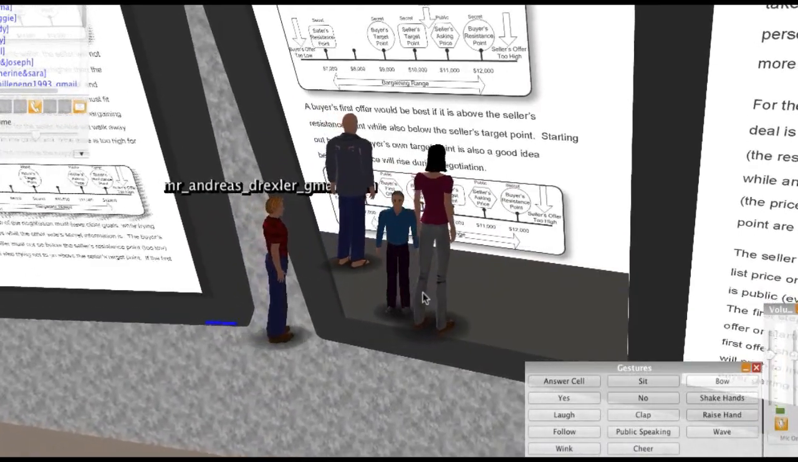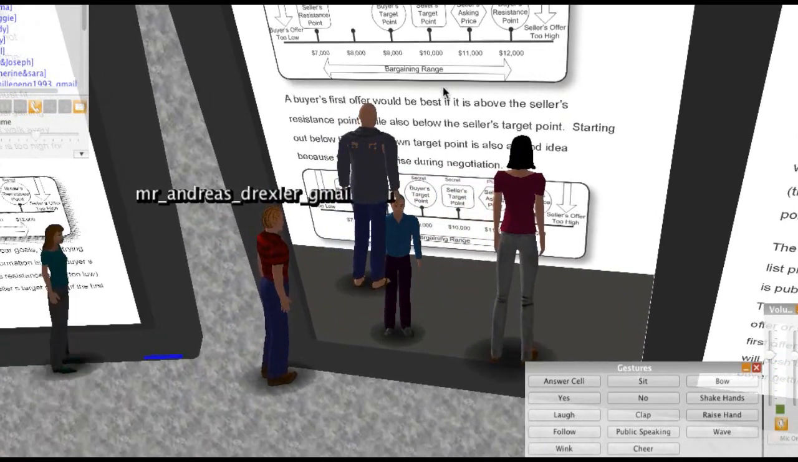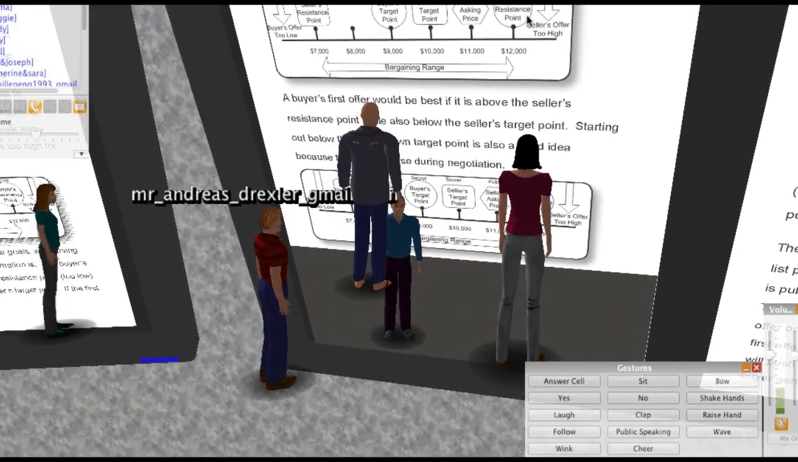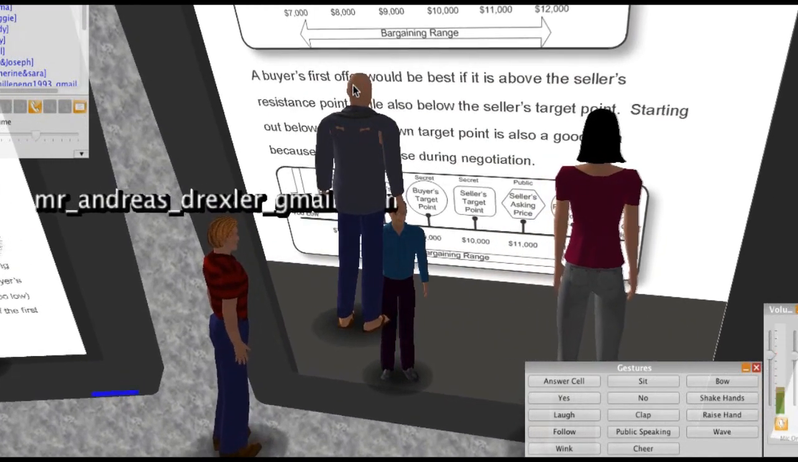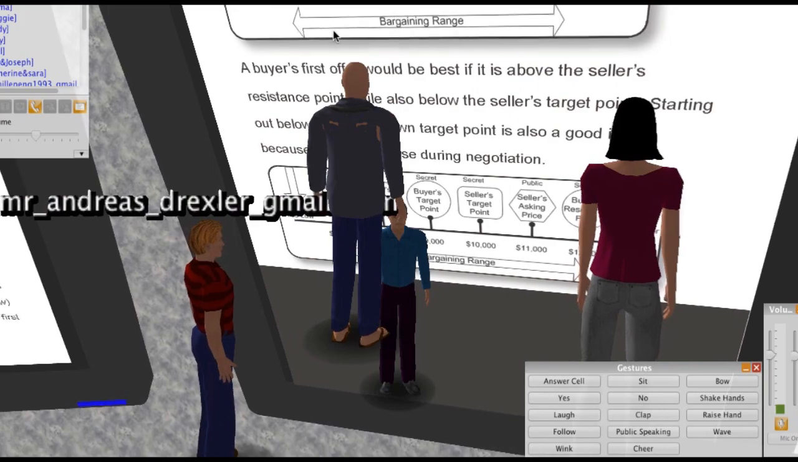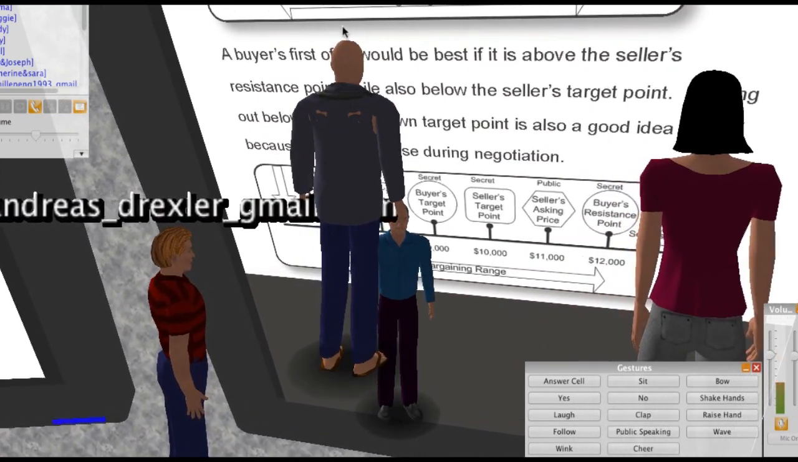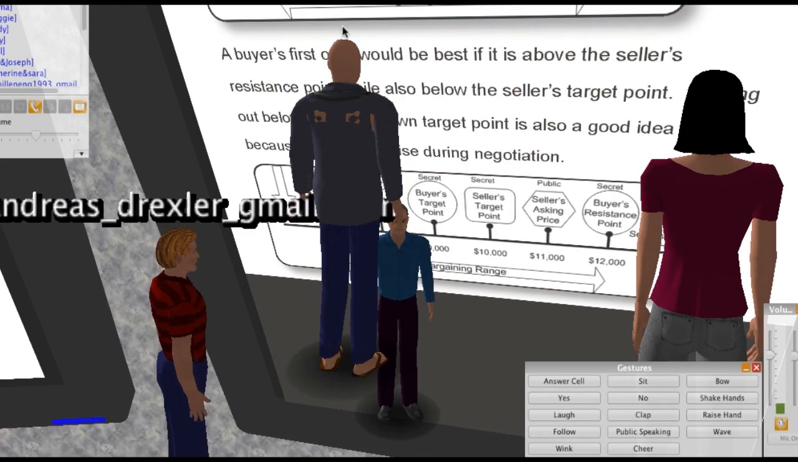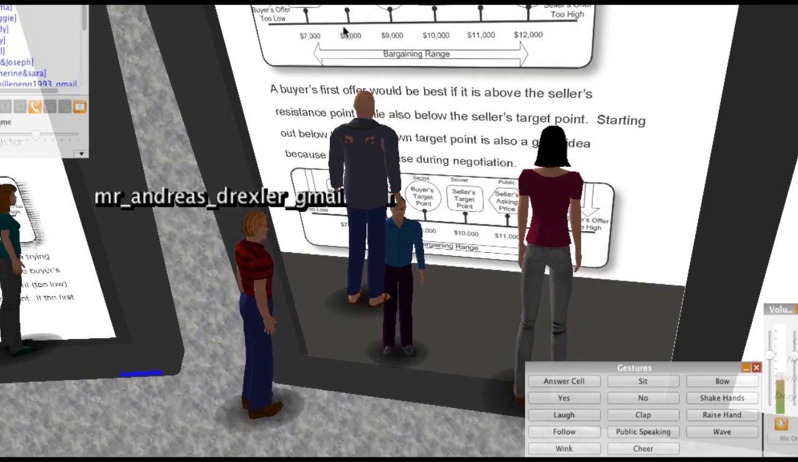Okay, so now we have a little bit more information here, right? We've got the buyer's resistance point, 12,000. We have the seller's resistance point, 7,000. Between 7,000 and 12,000, this is called the bargaining range. The lowest the price can go is 7,000. The highest the price can go is 12,000. So this is the bargaining range. Inside here, somewhere in here, we're going to make a deal.